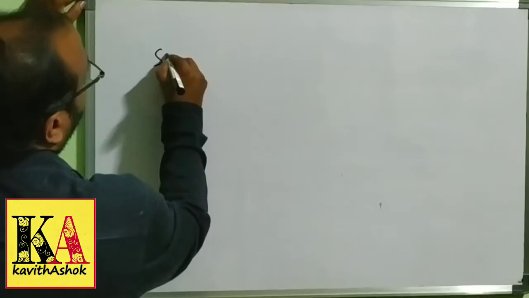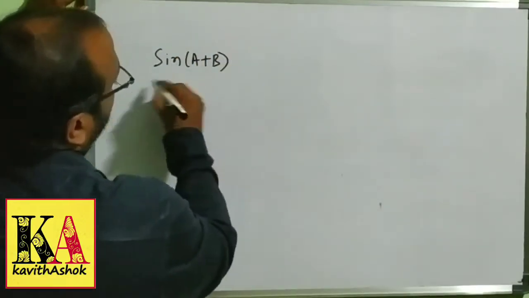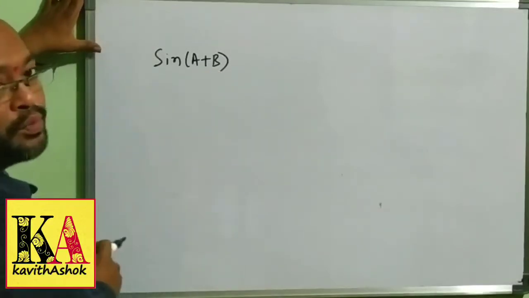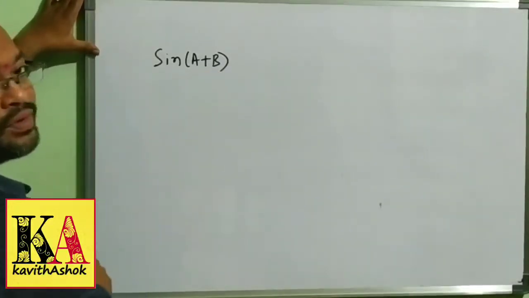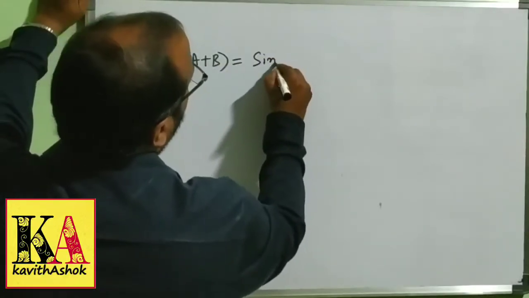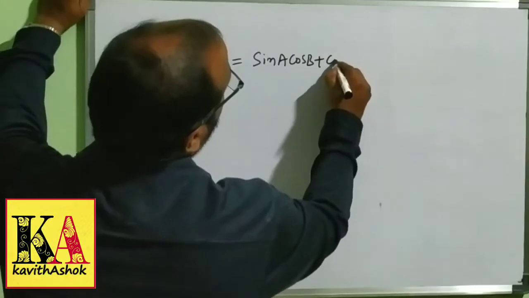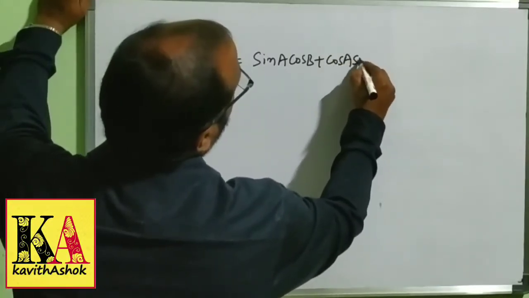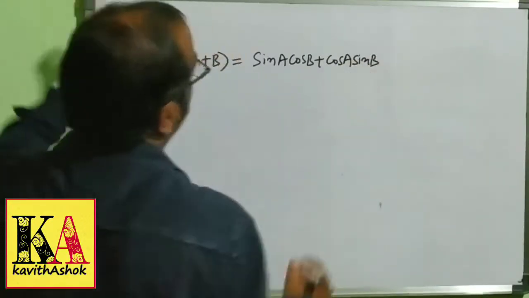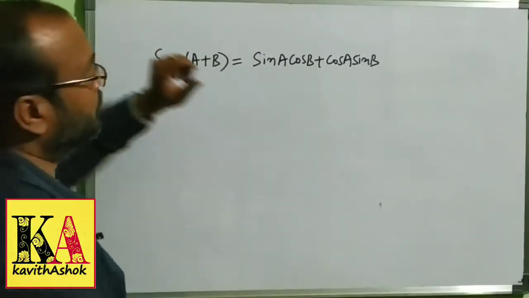First, if you take sine of A plus B, sine A plus B is the compound angle. We are applying sine for that. Sine of A plus B is nothing but sin A cos B plus cos A sin B.